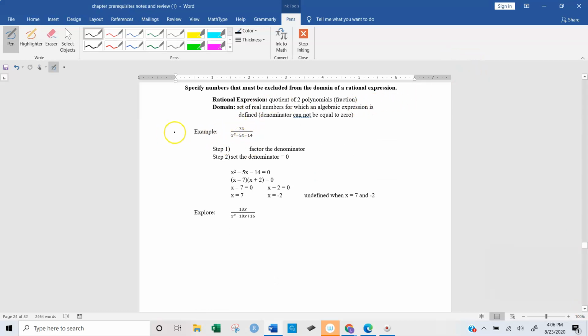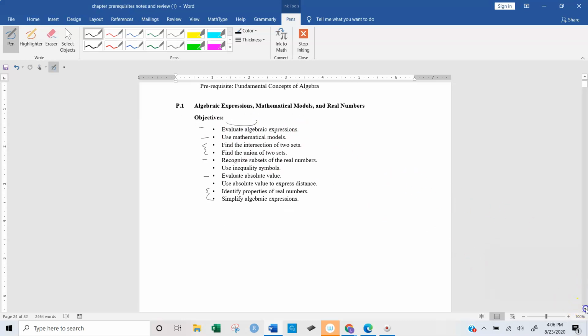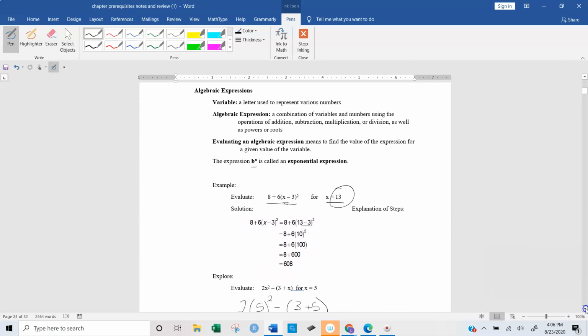All right, so here's our rational expression. So it's just a division or a fraction, right? We're dividing. Okay, when you're dividing, you cannot divide by 0. So you always look at the denominator. Why does it do this? You always look at the denominator to see where it cannot be defined. All right, so those are your undefined sections.